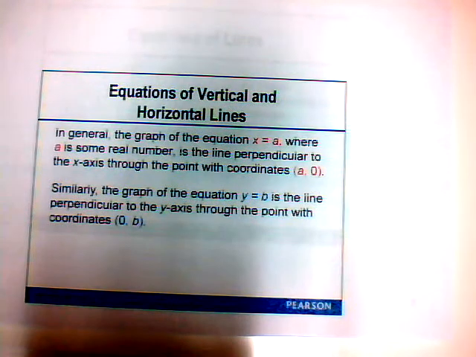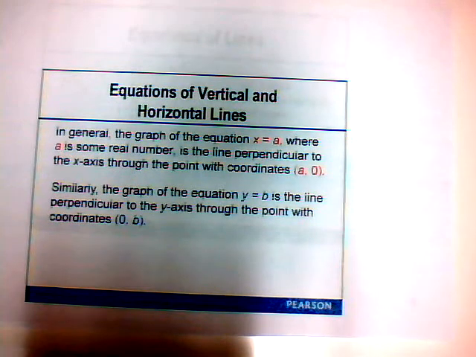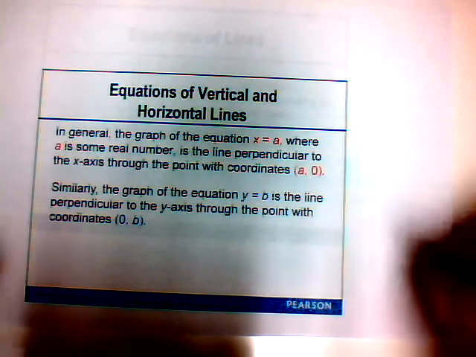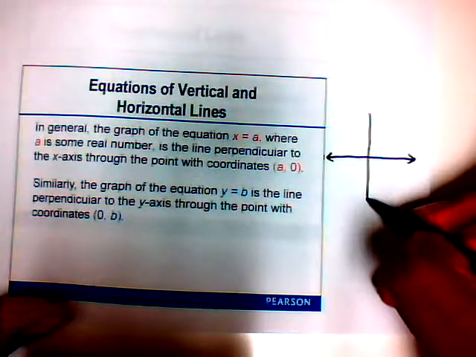Let's look at the equations of vertical and horizontal lines still. In general, the graph of the equation x is equal to a, where a is some real number, is the line perpendicular to the x-axis through the point with coordinates (a, 0). And I've already talked about this a little bit earlier, so I'll bring it up again.